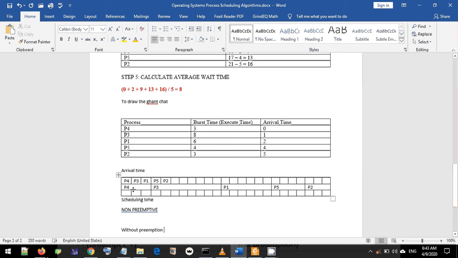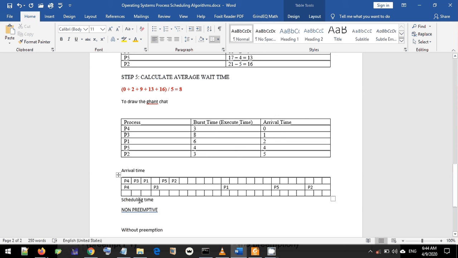Now, let's demonstrate the Gantt chart. We've seen the arrival times: process 4 arrives at the 0th time instant, process 3 at the first, process 1 at the second, process 5 at the fourth time instant, and process 2 at the fifth time instant. But all of this is just to show when they arrived.